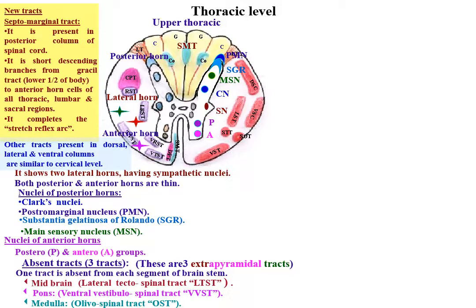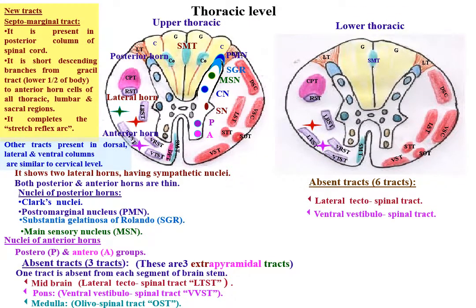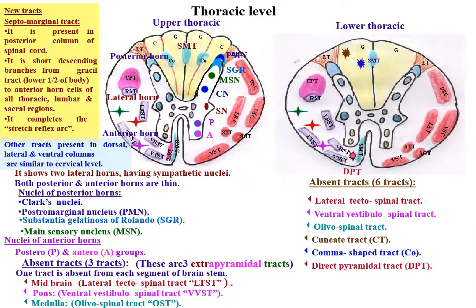Lower thoracic level is characterized by the absence of three more tracts: the absence of cuneate tract, comma-shaped tract present between gracile and cuneate, and direct pyramidal tract. The other tracts present in the lateral and ventral columns are similar to the previous type.